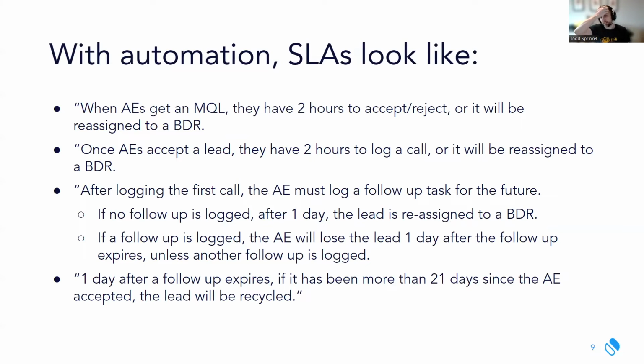If you can streamline and automate this and have it be more formalized within your org, you might have it down to something as fancy as this: some of our MQLs are going to get assigned to an AE. They have 2 hours to accept or reject, or they'll lose it and it'll go to a BDR. Once they accept, they have 2 hours to log a call, or they lose it again. So giving AEs that kind of first crack at the bat, but if they don't do what they're supposed to, then they lose it. And then after logging the first call, you're supposed to be logging a follow-up task for the future. Again, if you don't, you lose it kind of thing.